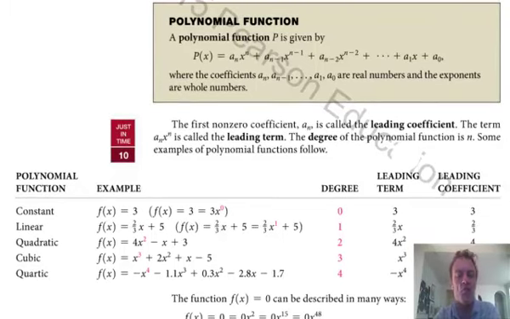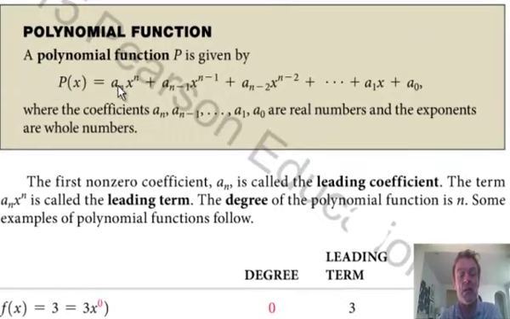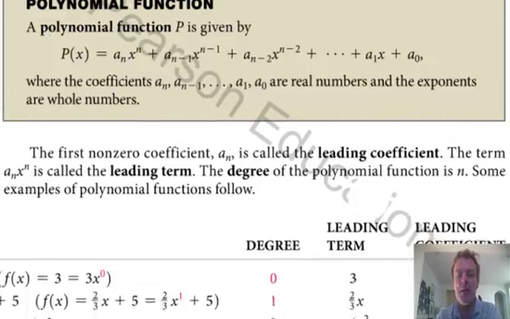Okay, polynomial functions. Right, now that looks a little more complicated than it actually is. We have here x's with descending order of exponents. We have a coefficient in front of the x. It could be an integer, it could be a fraction, it could be a negative. Let's have a look at some examples.